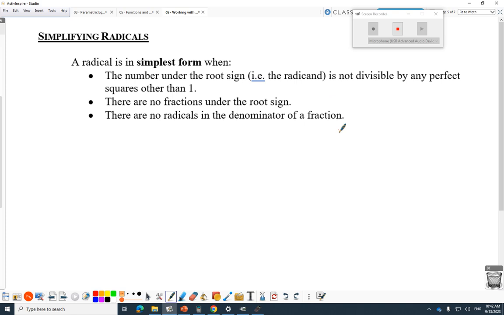Simplifying radicals. Well, this is all about making radicals simpler. A radical is in simplest form when the number under the root sign, the radicand, who comes up with these names? We don't need that name. I'm not going to ask, question 1 on the test, what's a radicand? No. But I mentioned that that's the technical term. So the number under the square root sign is not divisible by any perfect square other than 1.